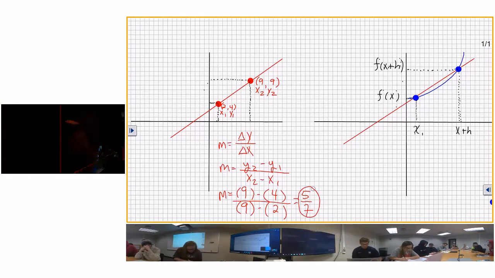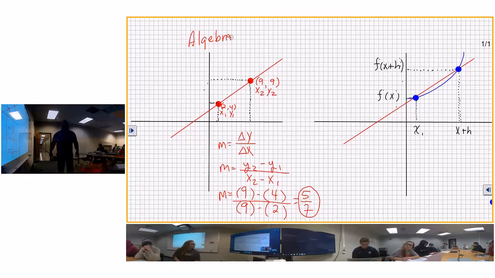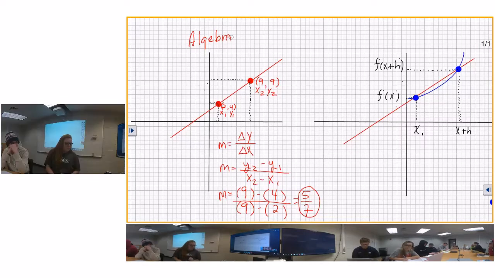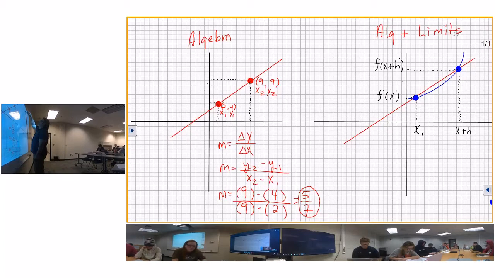That is our slope. We just used 100% algebra to find the slope of that line. Questions? Now, this is where we get into the algebra plus limits. And algebra plus limits is called calculus.